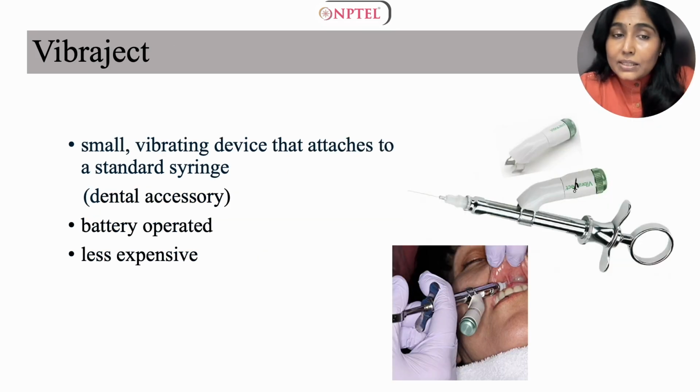The Vibraject is a small vibrating device which can be attached to a standard syringe. It is actually a dental accessory, and these are battery operated and less expensive.